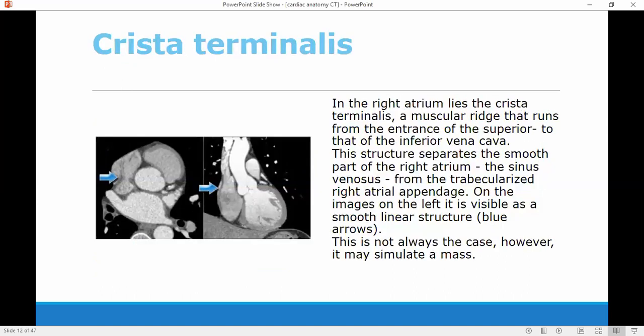Crista terminalis. In the right atrium lies the crista terminalis, a muscular ridge that runs from the entrance of the superior vena cava to that of the inferior vena cava. This structure separates the smooth part of the right atrium, the sinus venosus, from the trabeculated right atrial appendage. On the images on the left, it is visible as a smooth linear structure. This is the smooth linear structure.